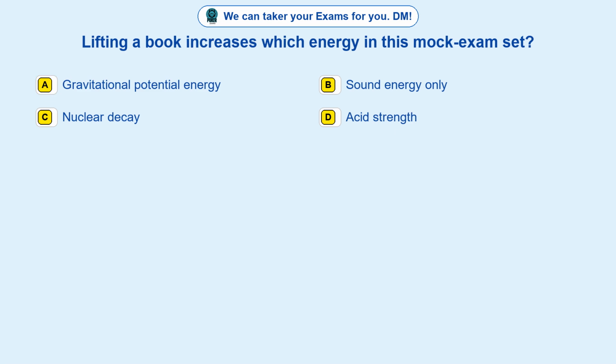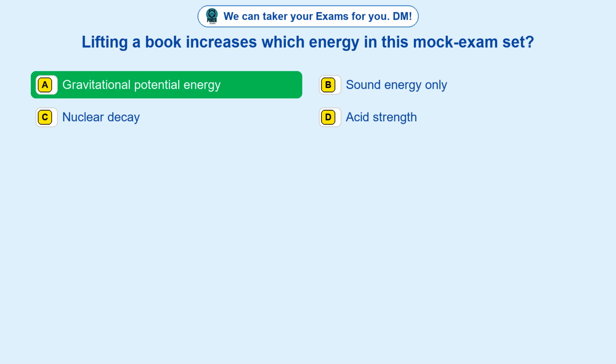Question 61. Lifting a book increases which energy in this mock exam set? Option A, gravitational potential energy. Option B, sound energy only. Option C, nuclear decay. Option D, acid strength. The correct answer is option A, gravitational potential energy.